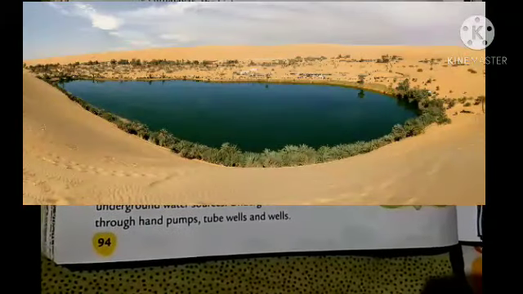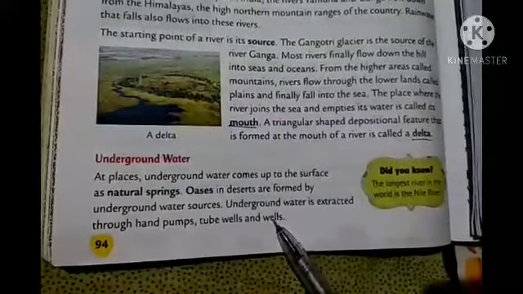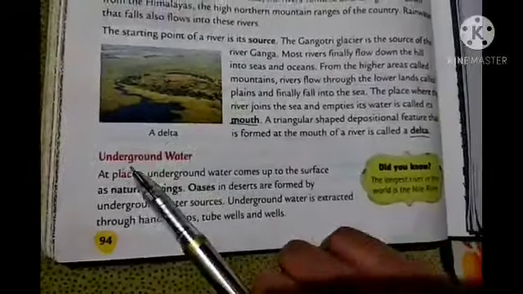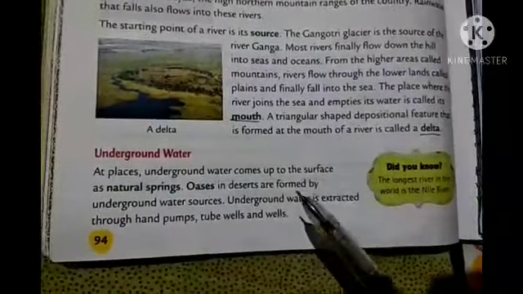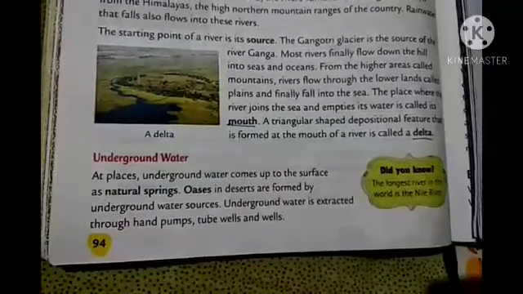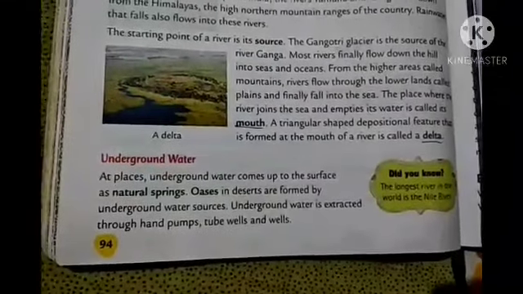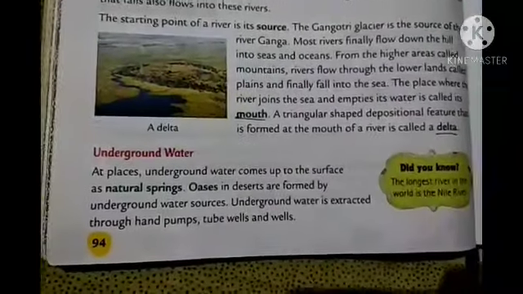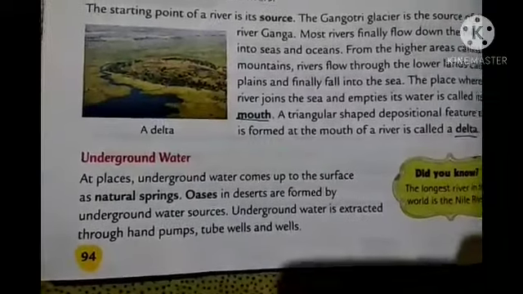Underground water, as I told you already, can be extracted by hand pumps, tube wells and wells. Mostly we use underground water. It is very fresh because it seeps into the soil, goes through many layers and automatically gets purified. Sometimes we can use it directly, and if it cannot be used, we use a filtration process also.